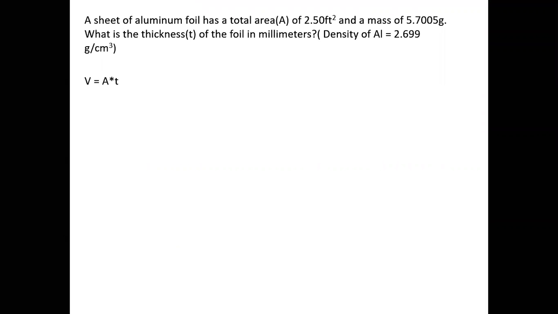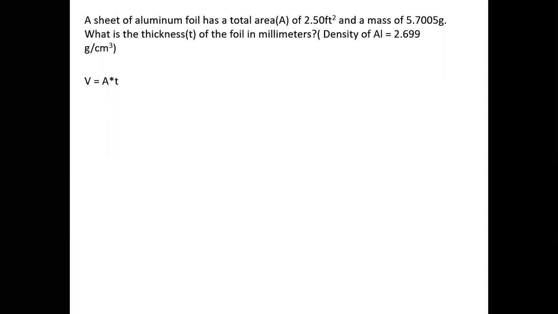So moving on to a different type of problem. Here we have a sheet of aluminum foil, has a total area of 2.50 feet squared and a mass of 5.7005 grams. What is the thickness of the foil in millimeters? And it gives us the density of aluminum is 2.699 grams per centimeter cubed.